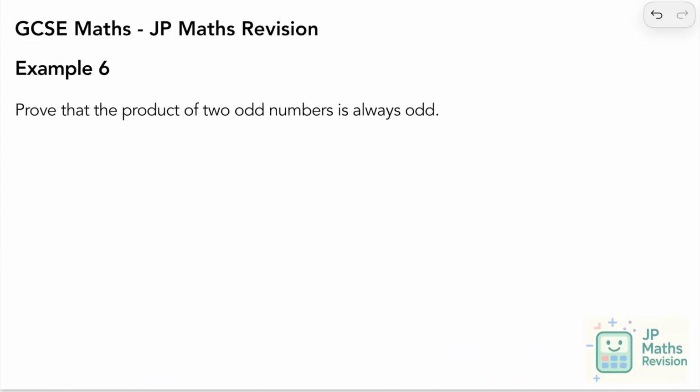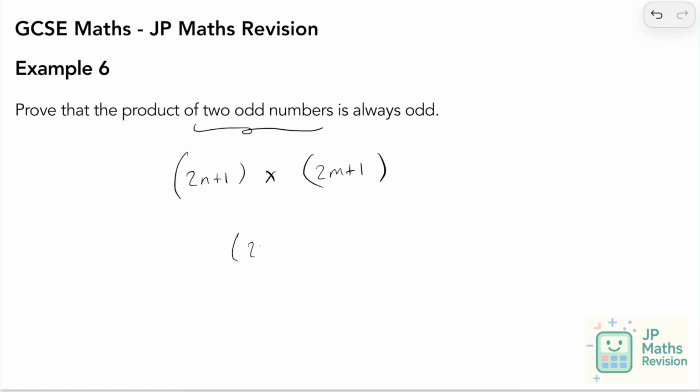Here's another example. So we need to prove that the product of two odd numbers is always odd. So I'm going to define my two odd numbers. So I'm going to have 2n plus 1. And then a second odd number we could say is 2m plus 1. So it's just a different odd number. So I'm going to use a different letter. We want to find the product. Product means multiply. So I'm going to multiply these two things here.